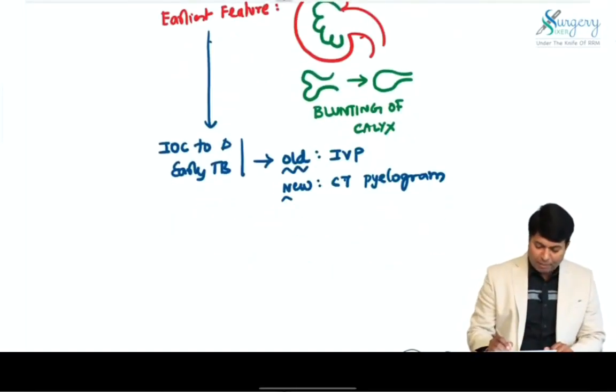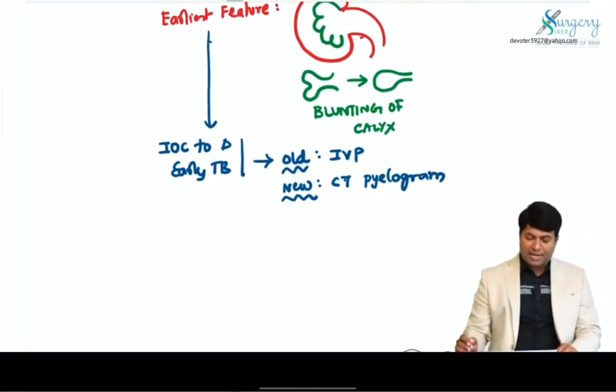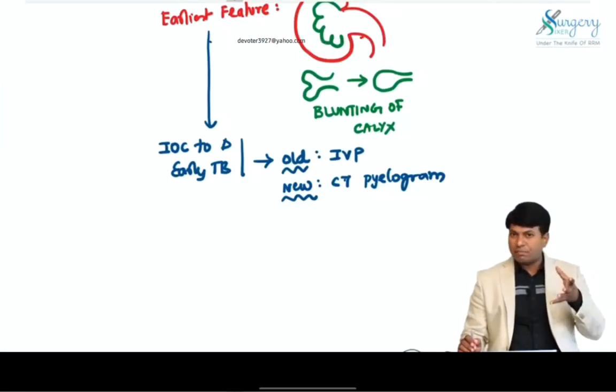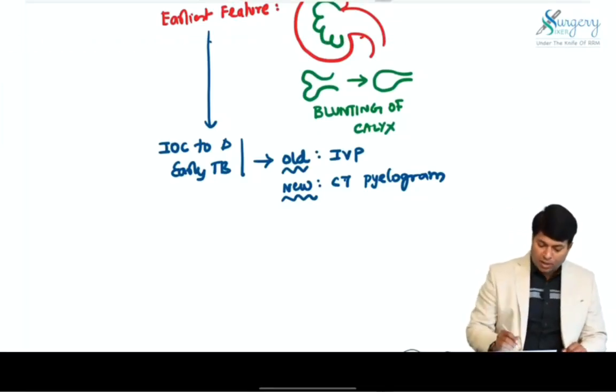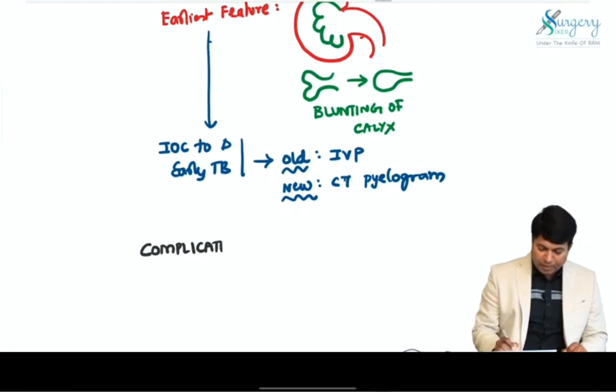So the old answer was IVP. Now the new answer is CT pyelogram. CT pyelogram is the latest investigation to diagnose the earliest change in TB, that is blunting of calyx. So what are the complications of chronic TB? What are the complications of having chronic TB?